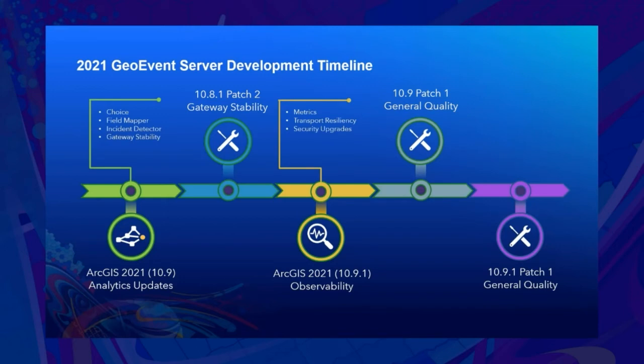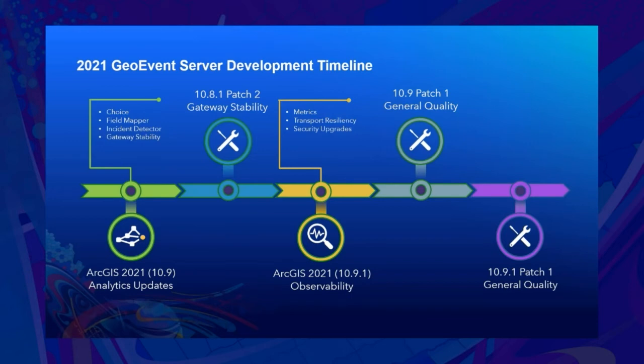All of the processor and filtering enhancements we've discussed in today's workshop will be part of GeoEvent Server in this release. We're finalizing our list of work items for 10.8.1 Patch 2. This patch should include the GeoEvent Gateway stability improvements, which are being introduced with the 10.9 release. A second release, later in 2021, will bring in the metrics and observability enhancements we've been working on, some additional resiliency for inbound and outbound transports, and some security-related upgrades.